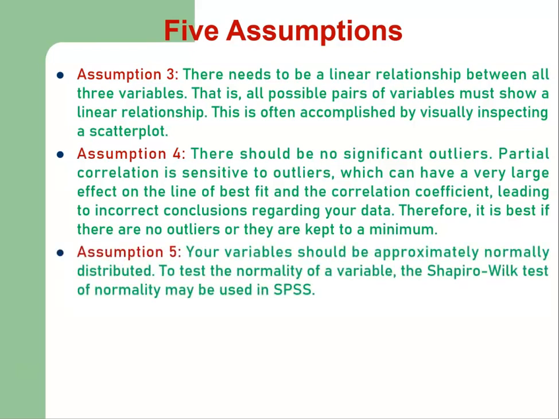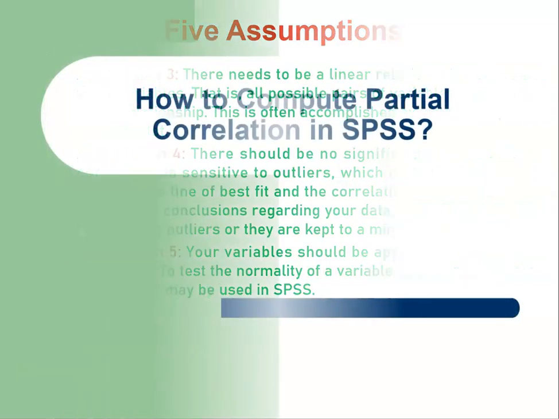The final assumption is that your variables should be approximately normally distributed. And for testing normality, we may use the Shapiro-Wilk test in SPSS.